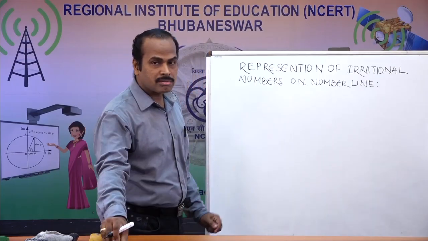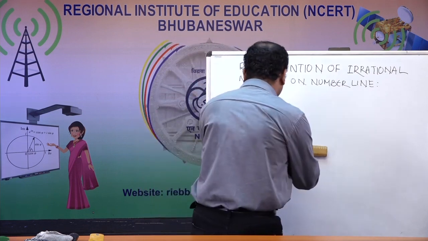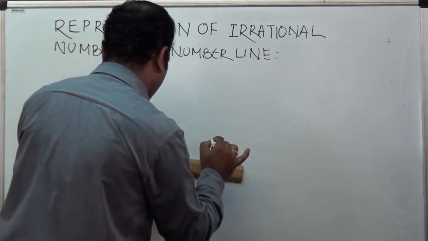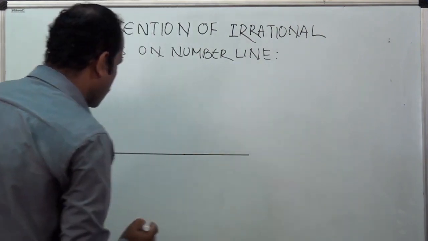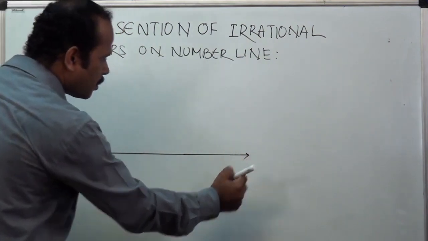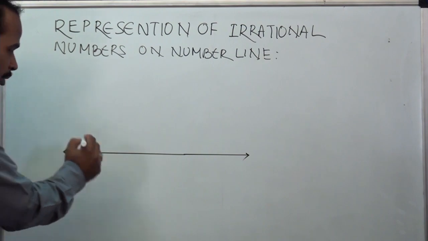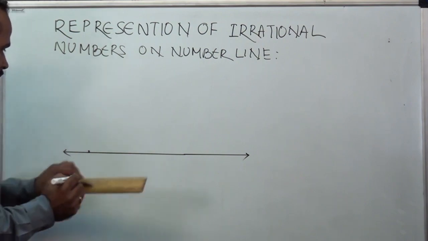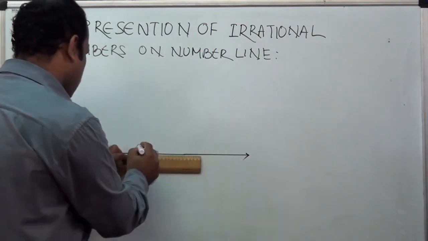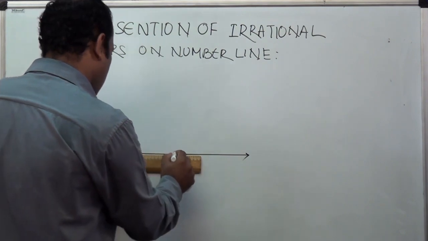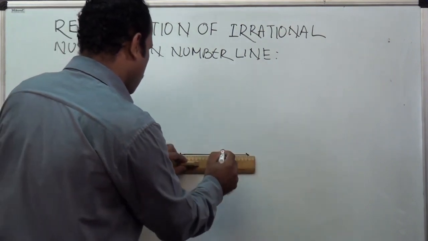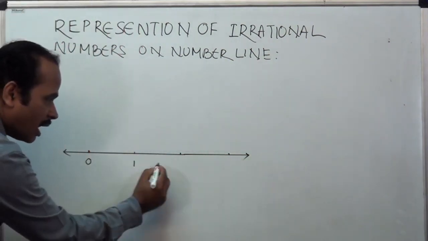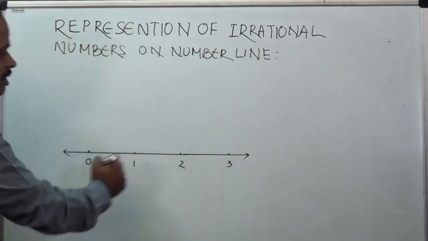Let me take a line first. With the help of a ruler I will take a line. I have selected a line. On that line, let me choose a point as O. Suppose this point I have chosen as O. At equal distances, let me take some points. Suppose this is my 1, and at the equal distance this is my 2, and this is my 3. Now if I select this point as 0, this is representing 1, this is 2, and this point is 3. So this is a number line.